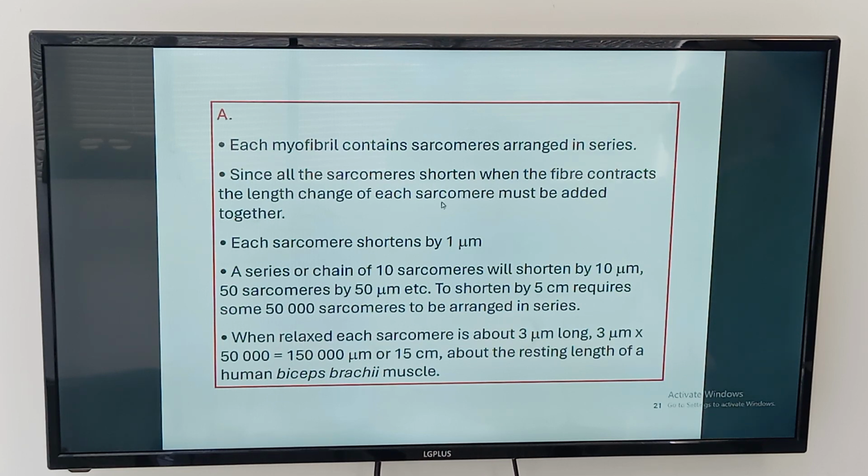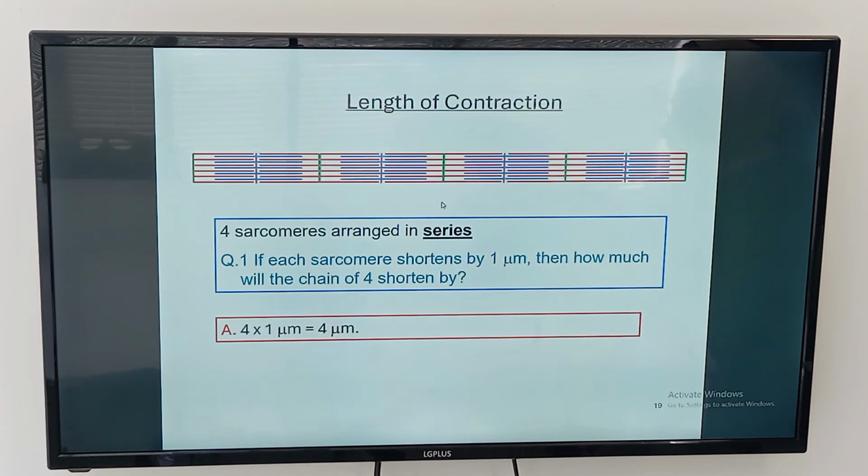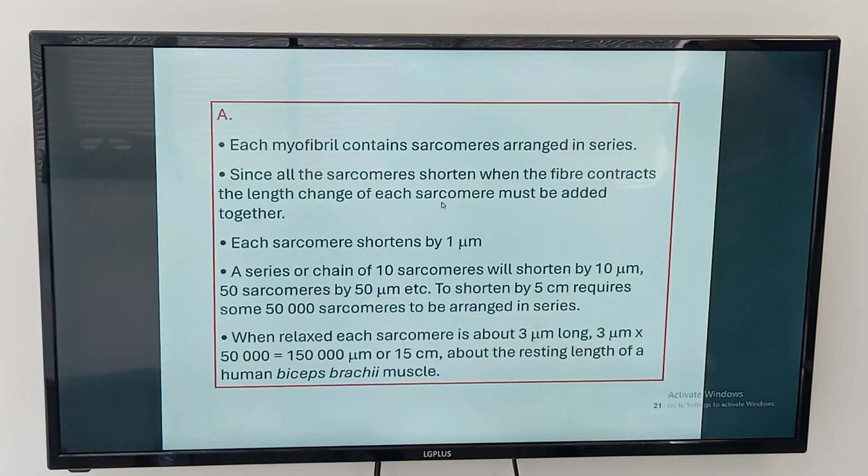So, like in the previous question, when we said if one sarcomere shortens by 1 micrometer, then 4 will be shortened by 4 micrometers. In the same sense, for each sarcomere shortening by 1 micrometer, a series or chain of 10 sarcomeres will be shortened by 10 micrometers, 50 sarcomeres by 50 micrometers, and so on.